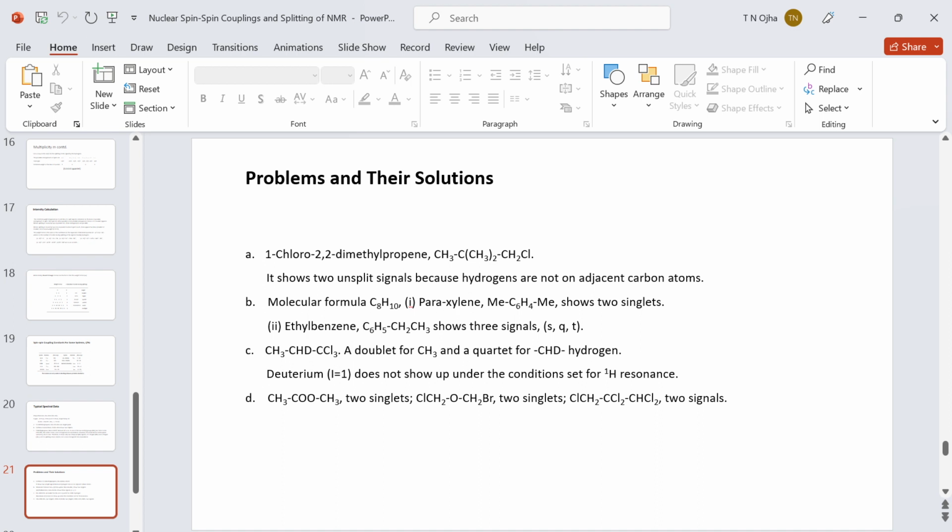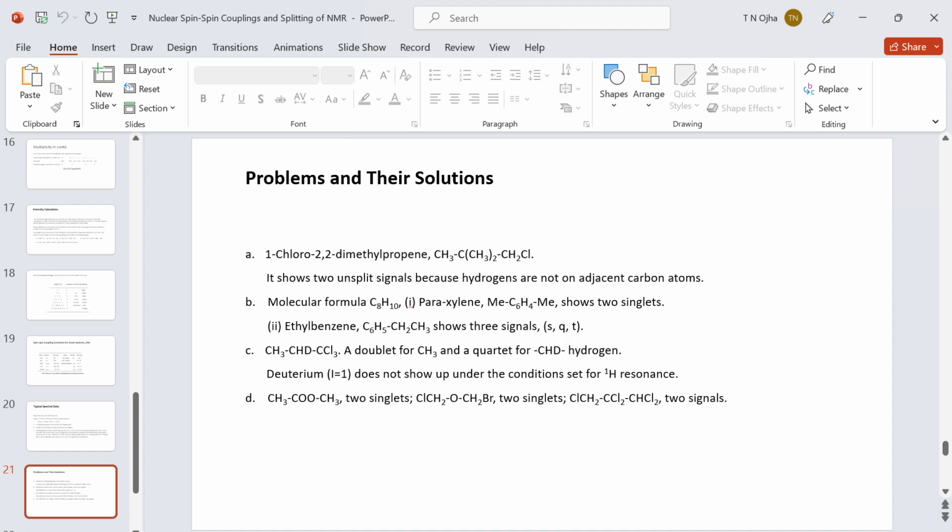Then a molecular formula C8H10: it could be paraxylene. If it is paraxylene, it should show two singlets. If it is ethylbenzene, it should show three signals.